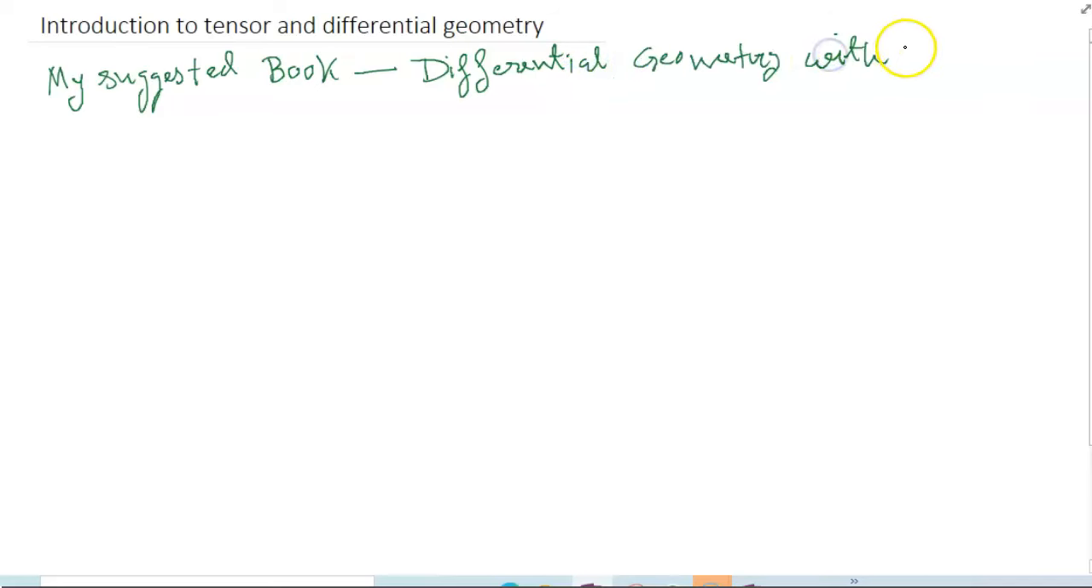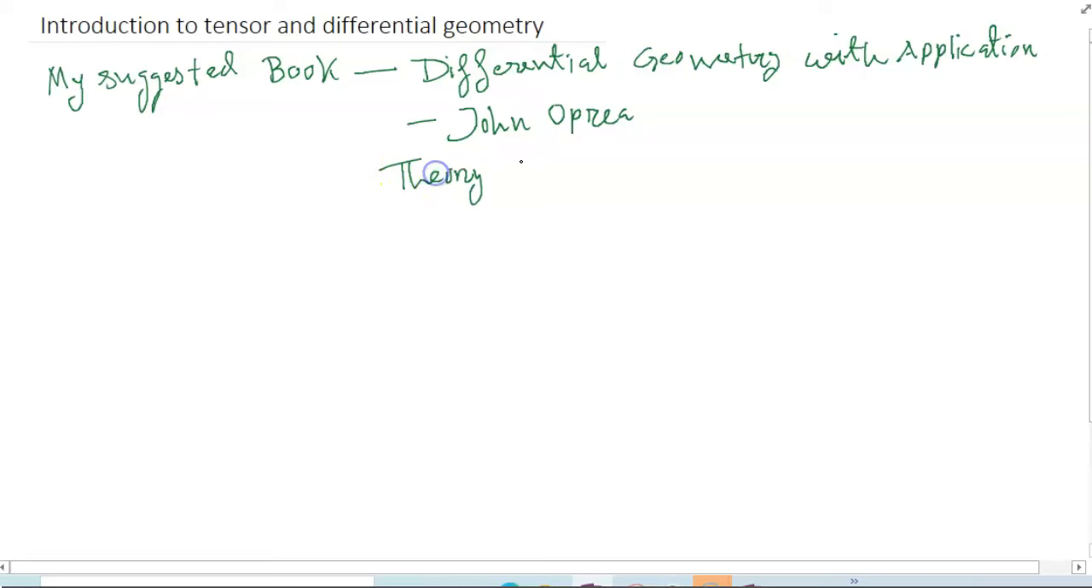My suggested books. Number 1, Differential Geometry with Application, John Oprea. And another important book is Theory of Curves and Surfaces, Differential Geometry. Another is Differential Geometry of the Physics, but I don't know the author name.